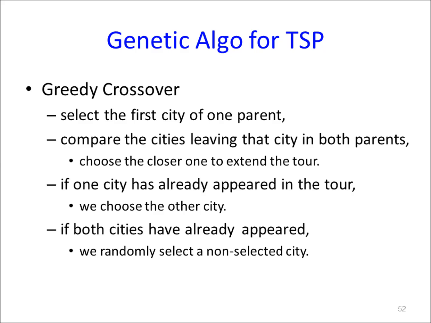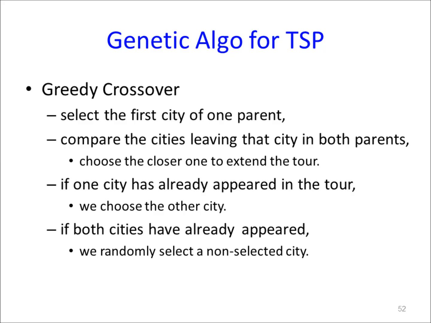But let's see. Select the first city of one parent, so that will be 9. Compare the cities leaving that city in both parents, and choose the one which is shorter. So nothing is leaving 9, only 6 is leaving, let's assume this is cyclic, so these are Hamiltonian circuits, whatever. So 5 is leaving 9 and 6 is leaving 9. So we will pick the one which is shorter. So let's pick 6.